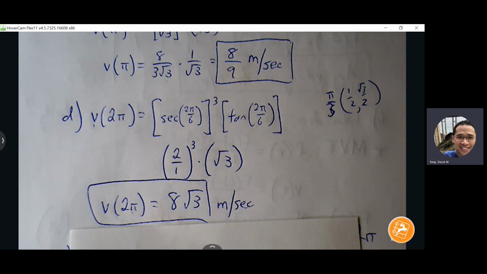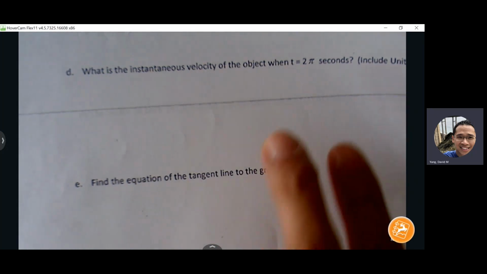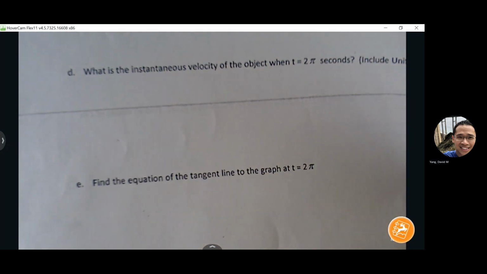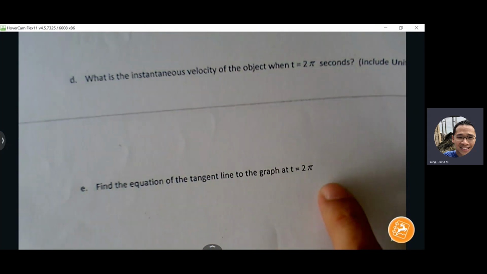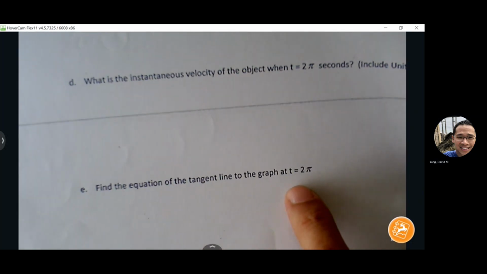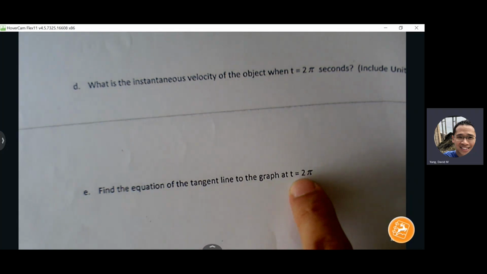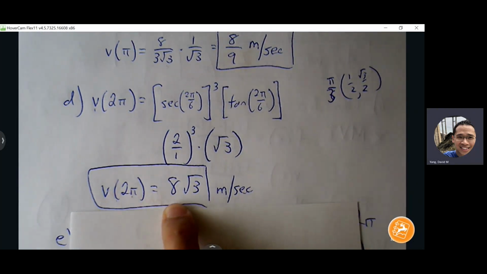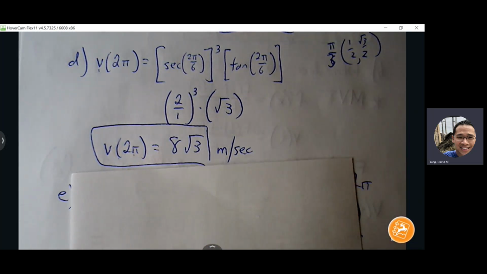Okay, last one here, part E. Find the equation of the tangent to the graph at t equals 2 pi. So what information do we need? Find the slope and find the y value. So y value is just plugging 2 pi into the original function. Do we already have something that we can use for part E? Yeah, part D, we found the velocity at 2 pi, which is same thing as the slope at 2 pi, right? So we can carry that 8 root 3 down. That's same thing as f prime of 2 pi, right? So the only thing left is to find the y value at 2 pi.